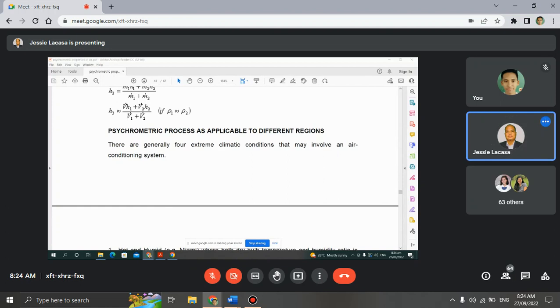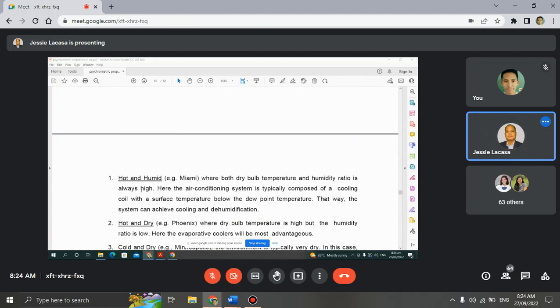So there are generally four extreme climatic conditions that may involve an air conditioning system. So hot and humid. So example ang lugar is Miami. Kasi may nakaari na ning lugar ha. Basig na naka-OJT ani. No? Atong ikuanong tinuod ba ni kay kani base ra man ni sa kuano kay wala man ta naka-experience.